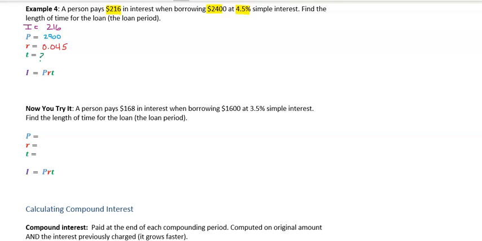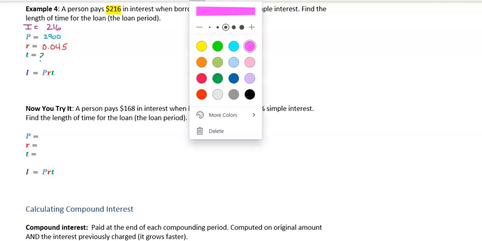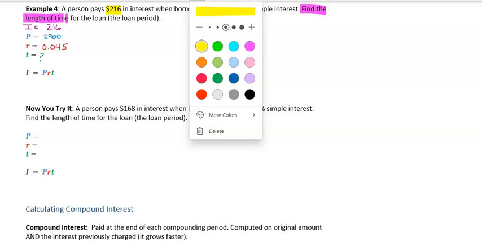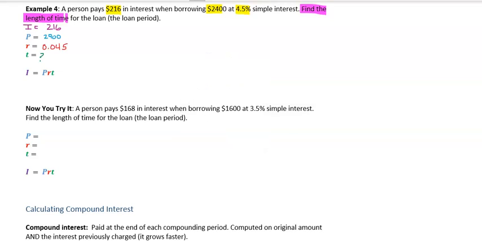Okay, so in these situations, as these get a little more complicated, I would recommend listing I, P, R, and T. Put the question mark next to the one that it's asking for. So it says here to find the length of time. So I'm going to put that in pink. Find the length of time. And that is the thing that has the question mark. Okay? So make sure you know which way to set this up.